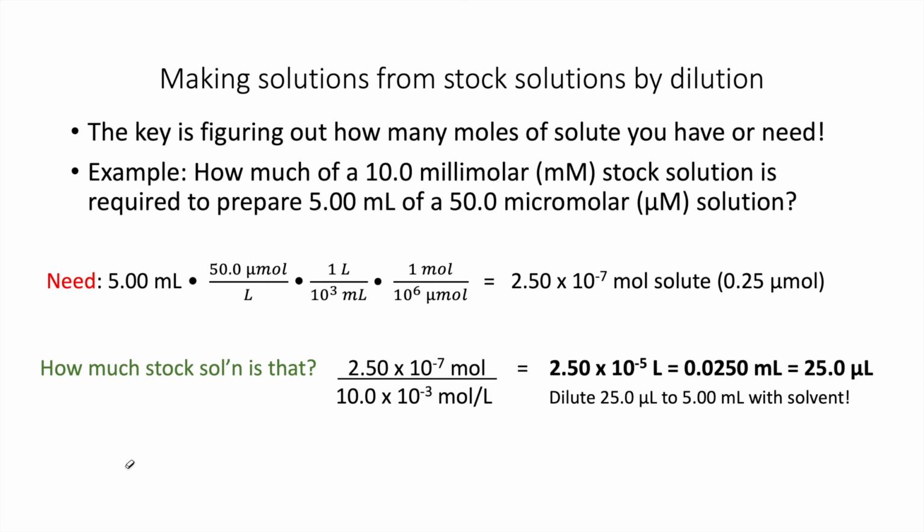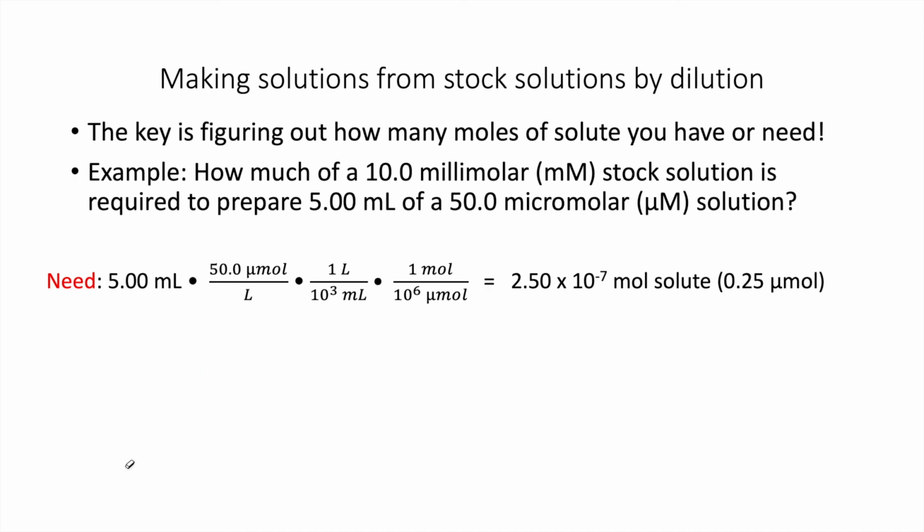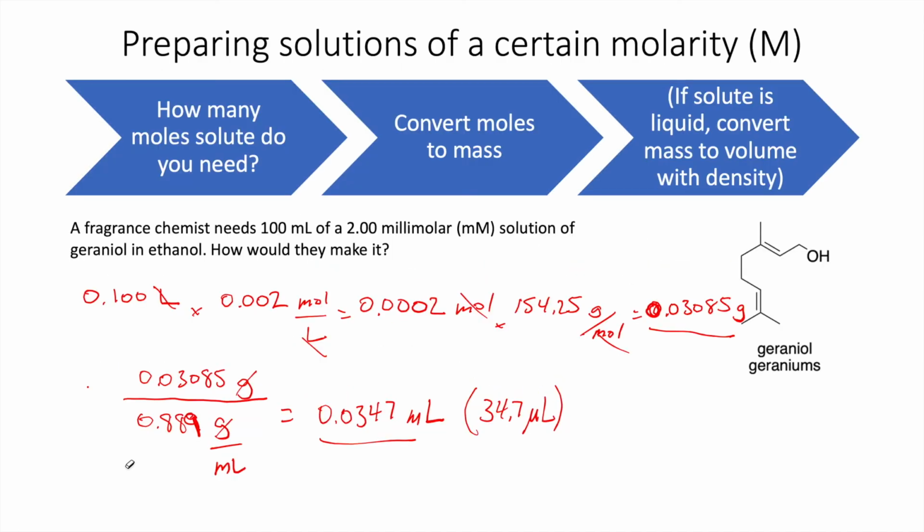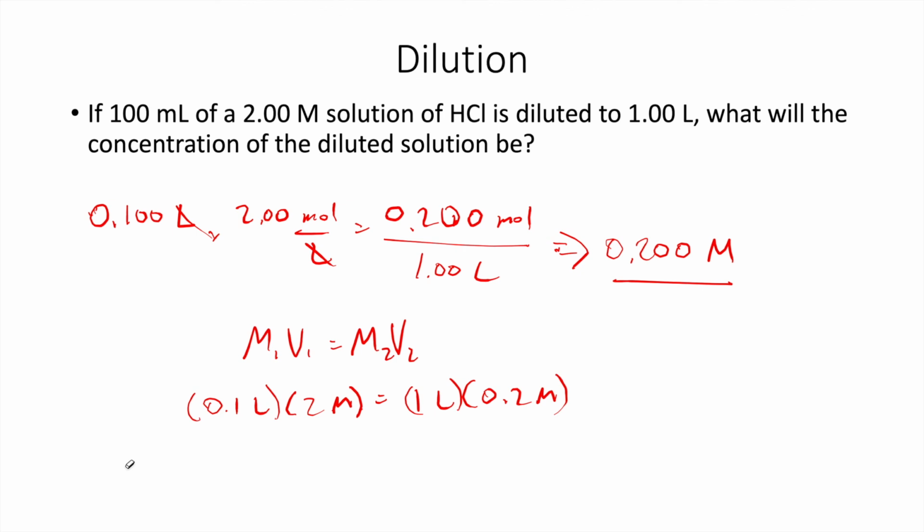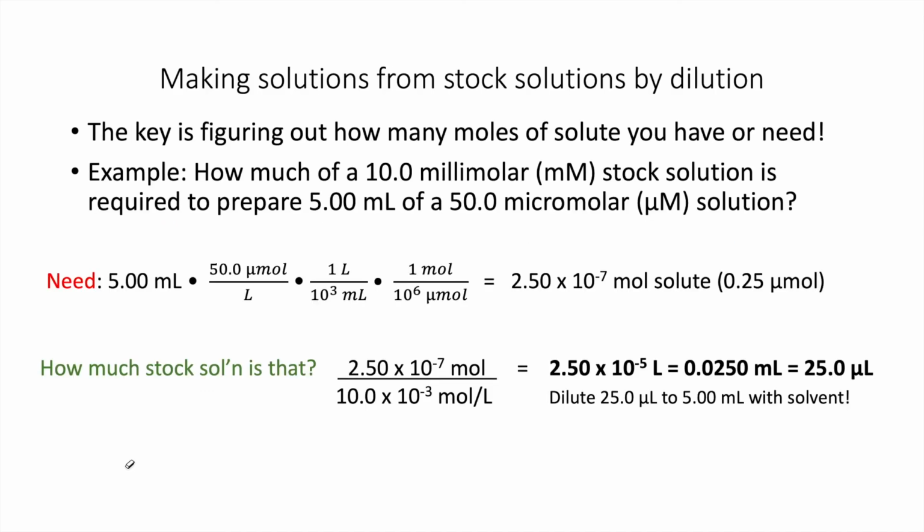So again, I will measure out 25 microliters of the stock solution and then dilute that to 5 mils with solvent. Okay, so those are 3 examples of how you can make solutions: from simple get the stuff and then dilute it, in this case geraniol, to diluting another solution in its entirety, and then on to stock solutions.